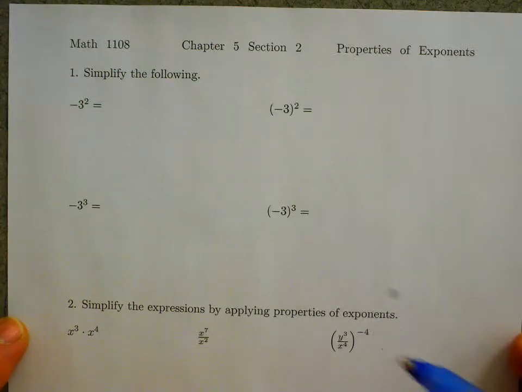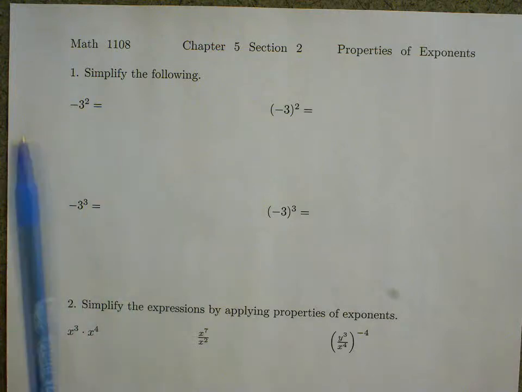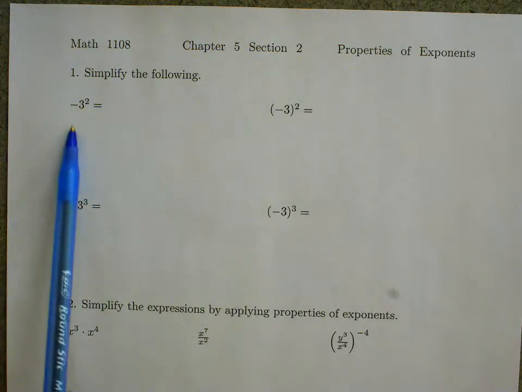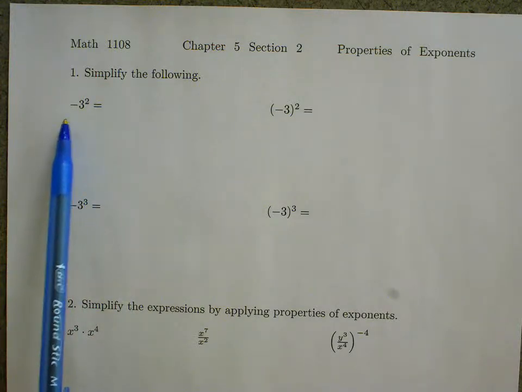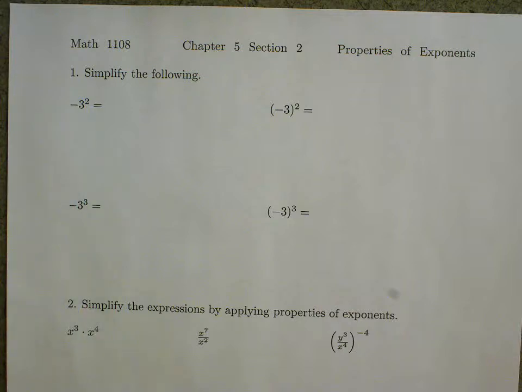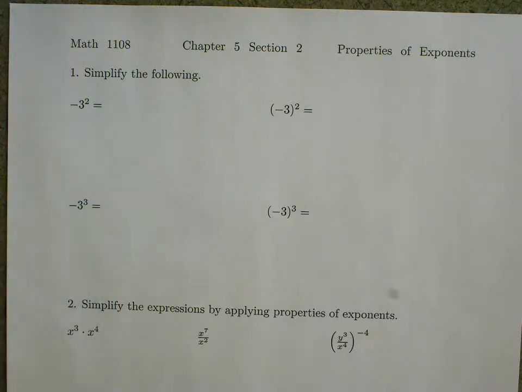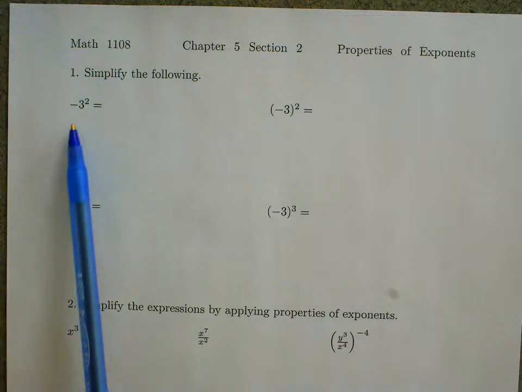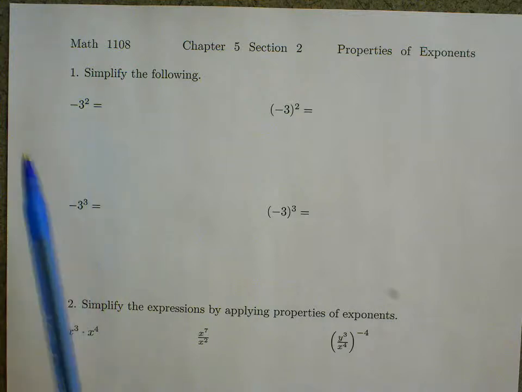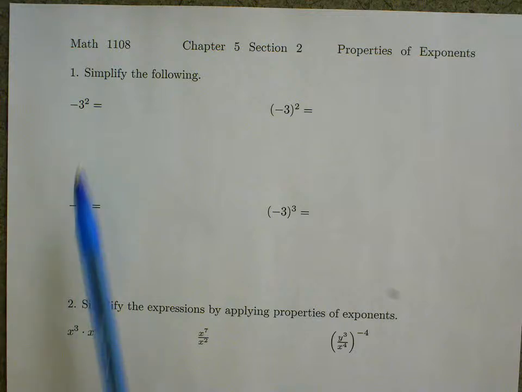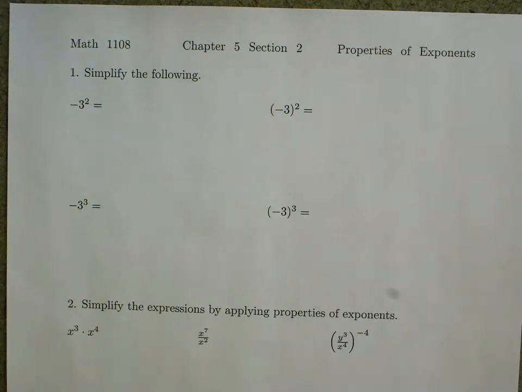Okay, so this first one, we have negative 3 to the second. But what it means is the negative of 3 to the second. So the exponent 2 applies to 3. It doesn't apply to negative 3.